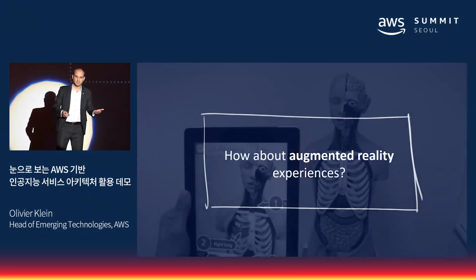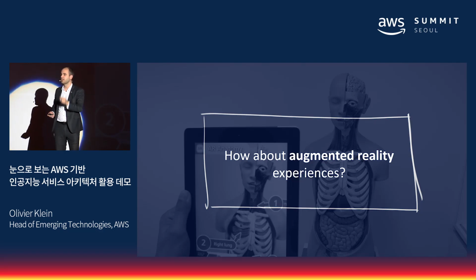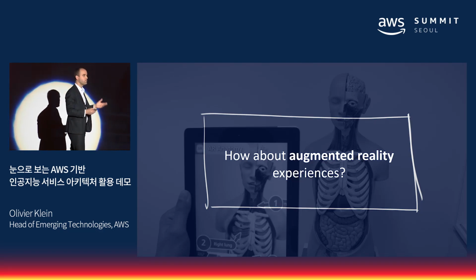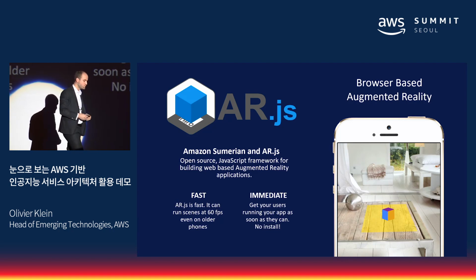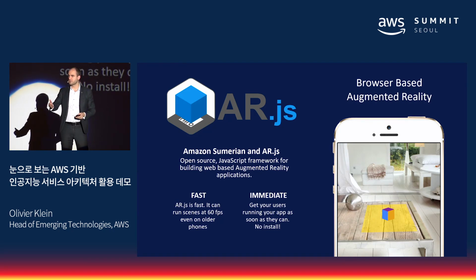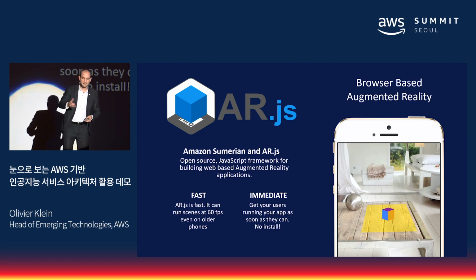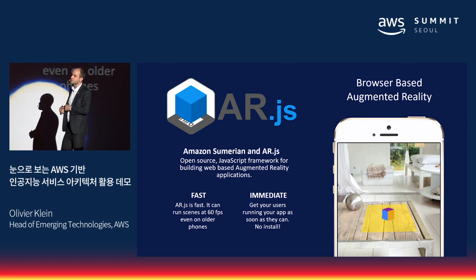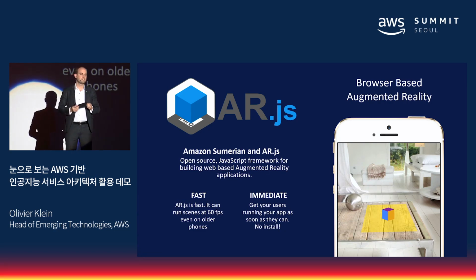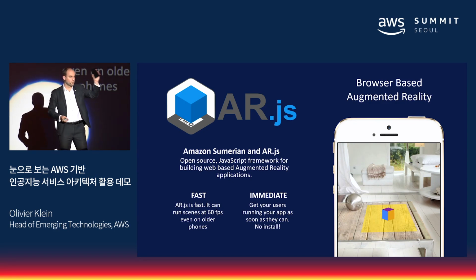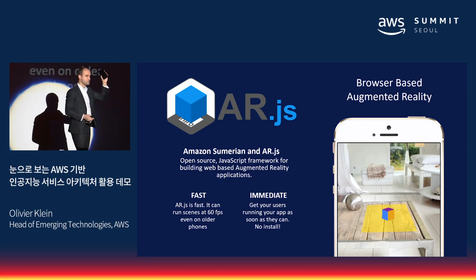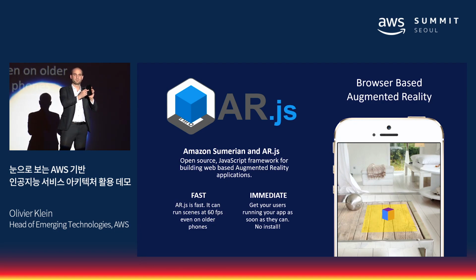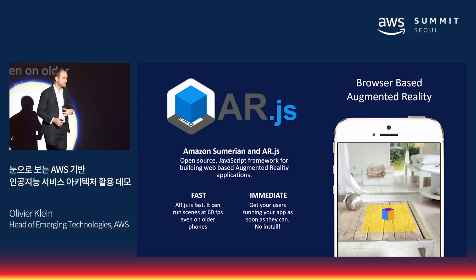So I mentioned virtual reality. How about augmented reality? Well, actually, Amazon Sumerian can also do augmented reality experiences for you. And as of last week in Sydney, we announced a new functionality of Amazon Sumerian, which allows you to run augmented reality applications in the browser of your devices. So no app that you need to install. You just go to a URL and you now have an augmented reality experience in your browser. So if you haven't seen that, check that out.